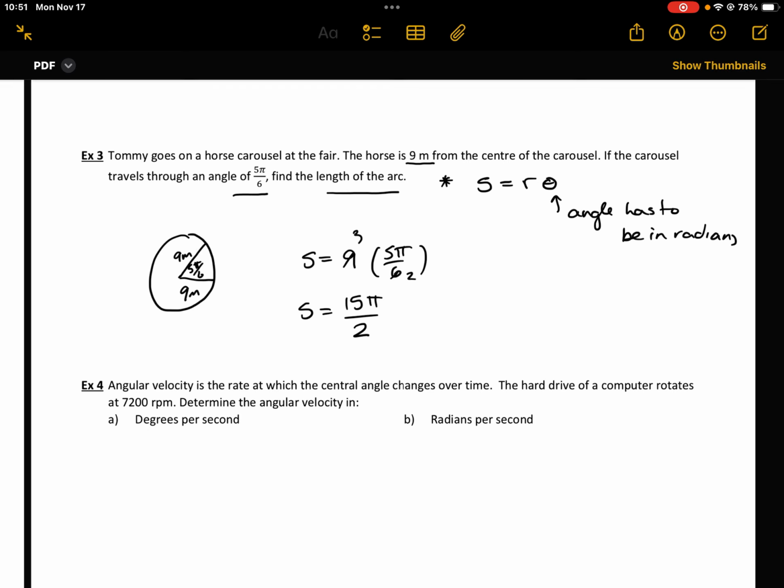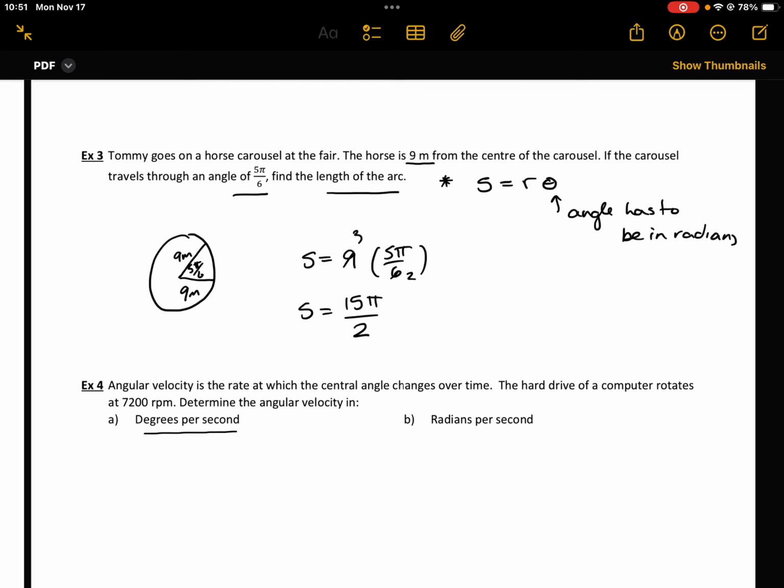The last one that we're going to do is we're going to look at angular velocity, and we're going to use something called dimensional analysis to go through. And dimensional analysis means using the units that you're given to get to the angles that you want. So we want to determine the angular velocity in degrees per second.